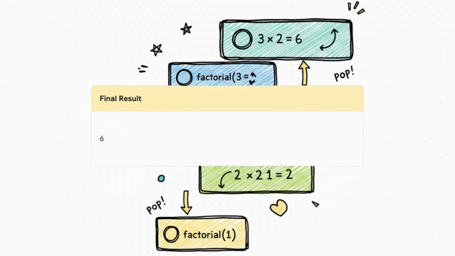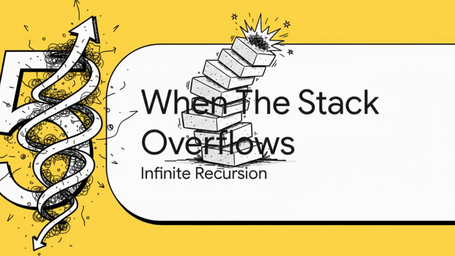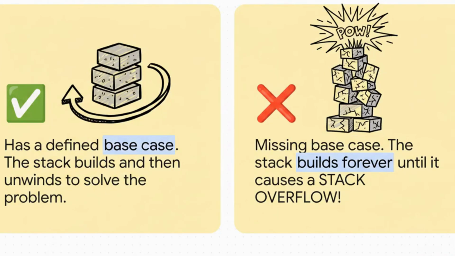Pretty cool, right? Okay, so that's when everything goes right. But what happens if we mess up? What if we forget to give our function that all-important stop sign? See, a healthy recursive function always has a defined base case, an exit strategy. The stack builds up, does its thing, and then nicely unwinds.